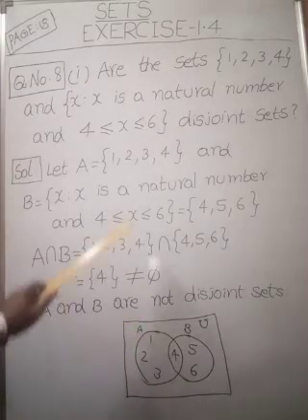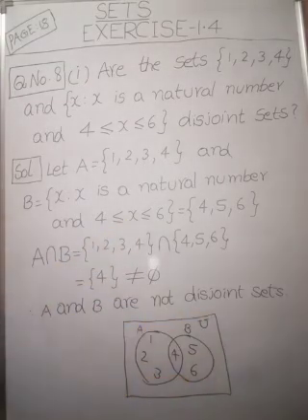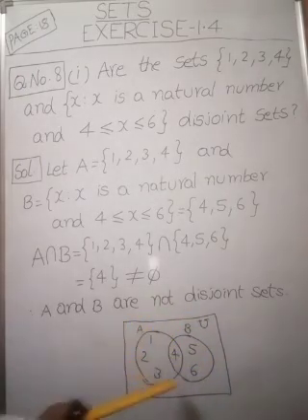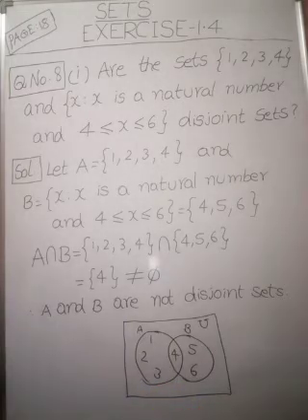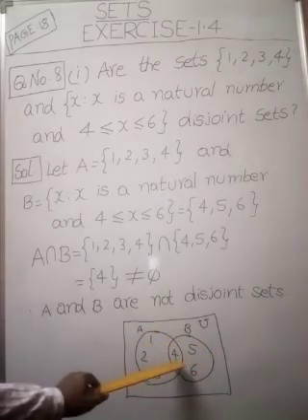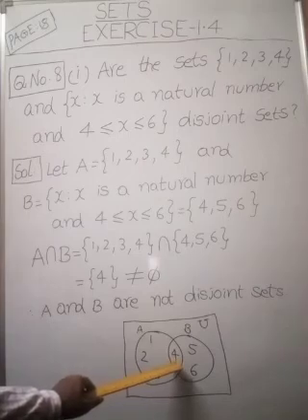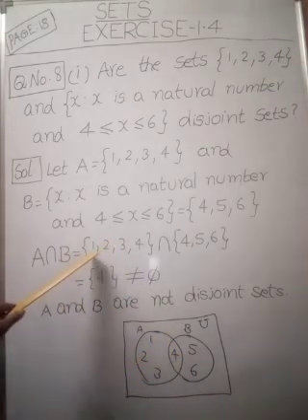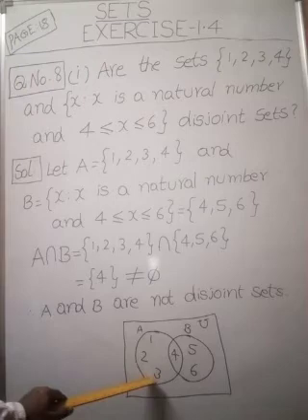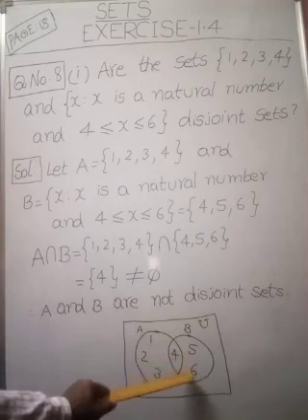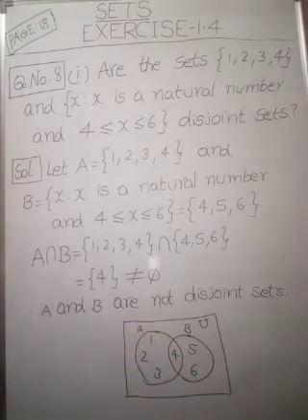I am representing the given data in the Venn diagram as shown here. Universal set. In this universal set, A and B are subsets of the universal set, and we have represented set A in this circle and set B in this circle. Here 4 is the common element for sets A and B, so I wrote here 4, and the remaining elements of set A, 1, 2, 3, I wrote here. Similarly, in set B, the remaining elements 5, 6, I wrote here. Understood this Venn diagram, my dear children?